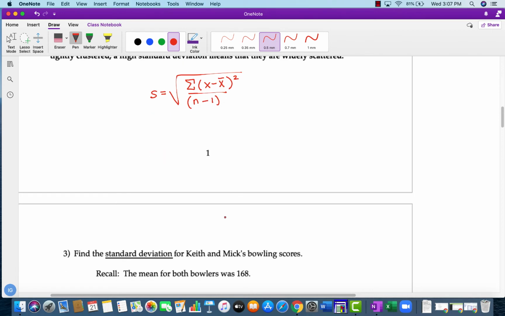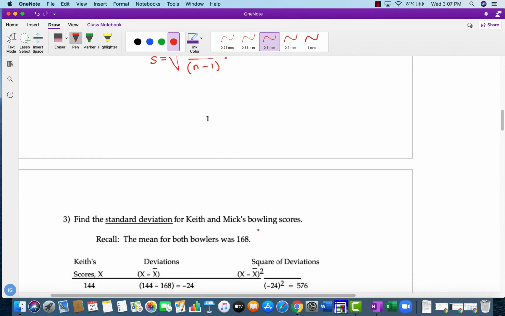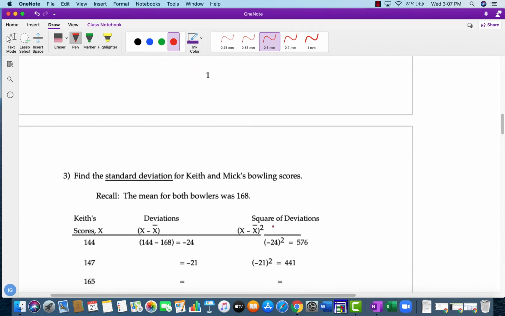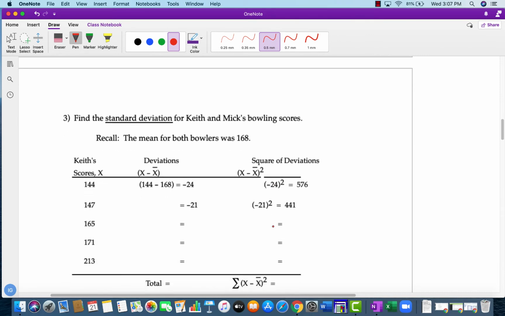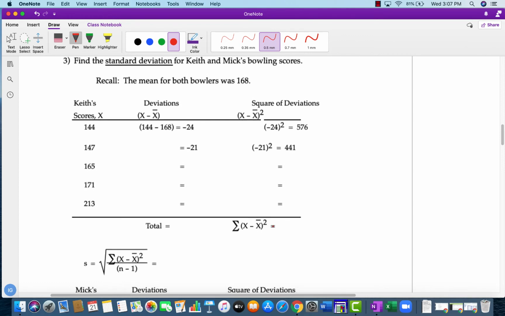Okay, so number 3 says find the standard deviation for Keith and Mike's bowling scores. So we're still using the same scores as before. So let's do Keith's first. It says the mean for both bowlers was 168. That's what we got on the first part.